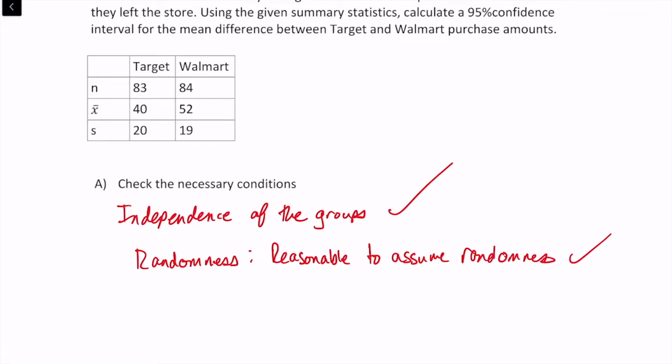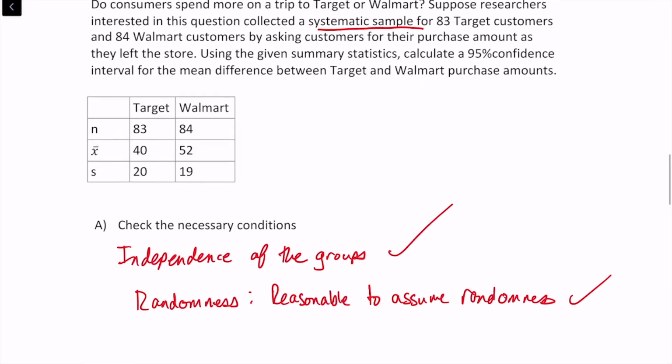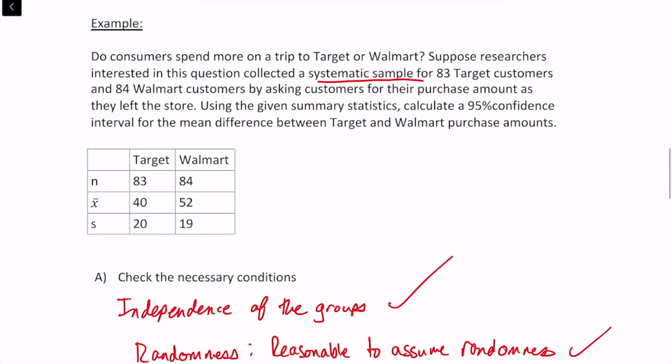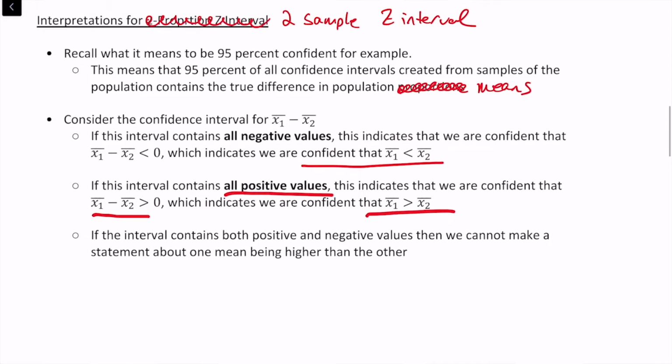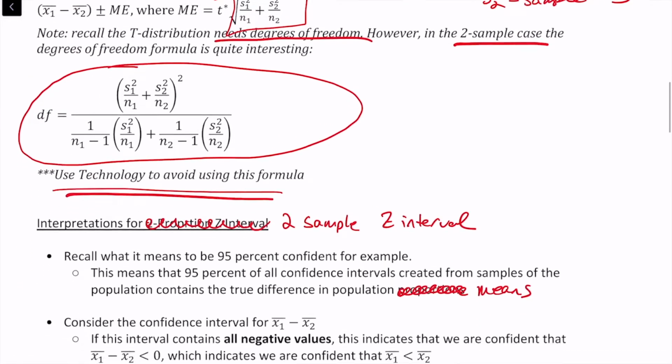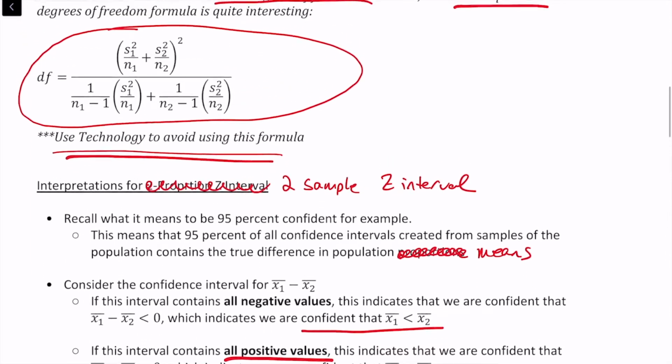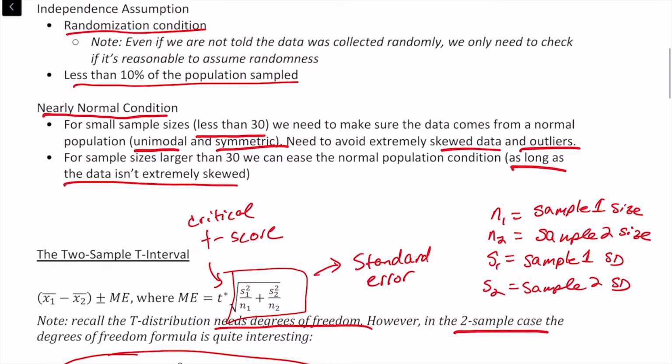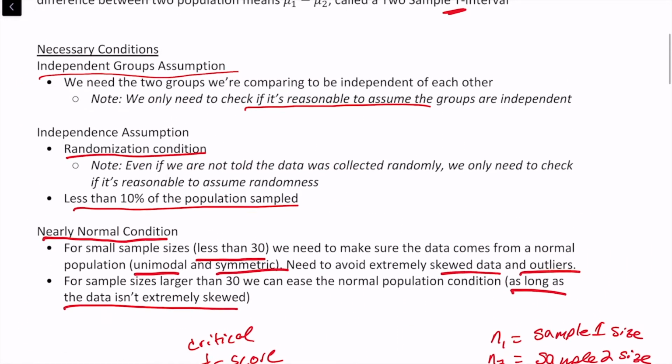Let's talk about the 10% condition. We need to sample less than 10% of the population. I didn't finish the conditions, did I? Let me go back up here, guys. Let's see here. I'm so sorry. We didn't finish the conditions. Yeah, we did.